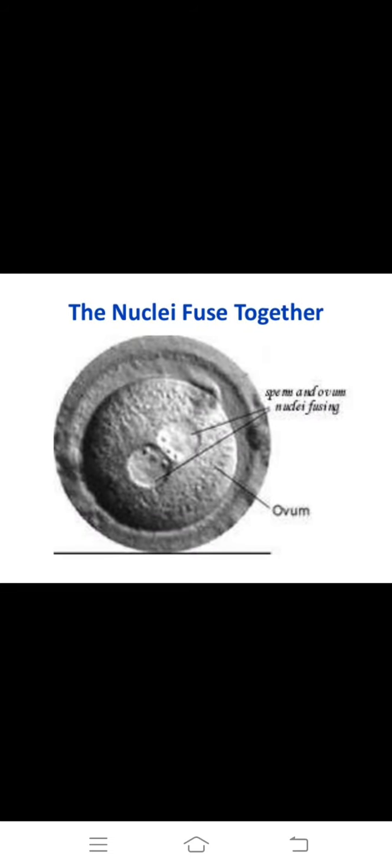The nuclei fused together. Sperm and ovum nuclei fusing. So this is the ovum and sperm. Zygote formation. The development of the zygote is studied in embryology or developmental biology. The zygote undergoes a series of mitotic cell divisions called cleavage. The stages of the fertilized ovum are the 2-cell stage, 4-cell stage, 8 cells, and after that the morula and blastula.